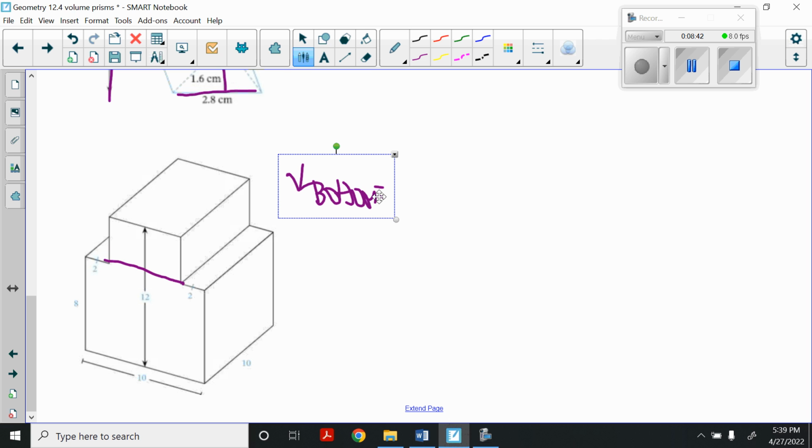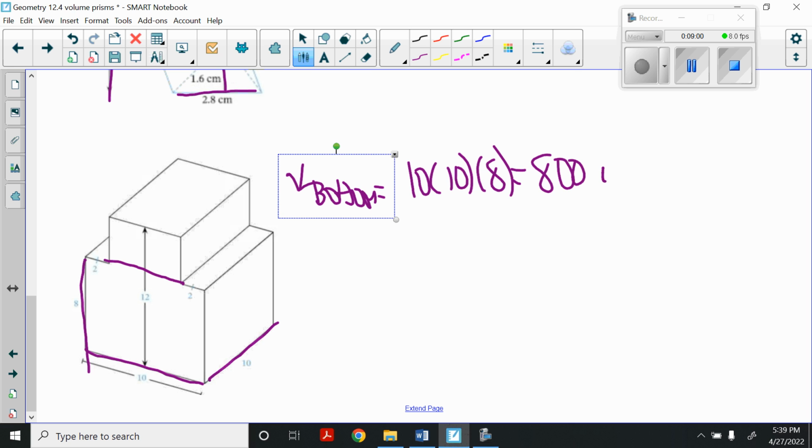So if I find the volume of the bottom one, it's a rectangular prism, right? So the volume of a rectangular prism is length. The length is 10 times the width. The width is 10 times the height. The height is 8. So 10 times 8 gets me 800 cubic units. So this bottom is 800.